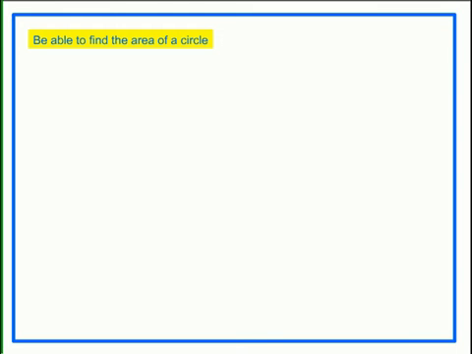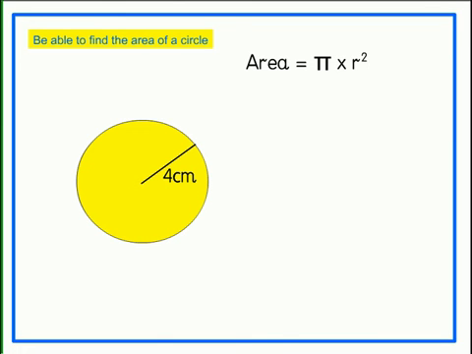You need to be able to find the area of a circle. When we have a circle, if we know the radius, which is the distance from the center to the edge, in this case we'll say it's 4 centimeters, then we can find the area of the circle using the formula pi r squared. So the area of this circle is pi multiplied by r squared. Pi multiplied by the radius squared.